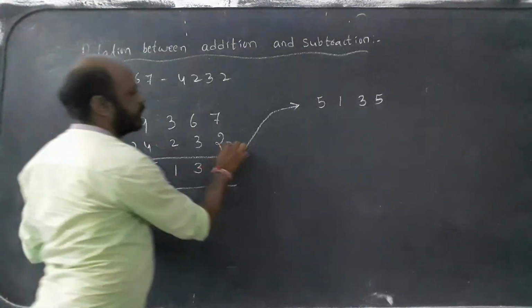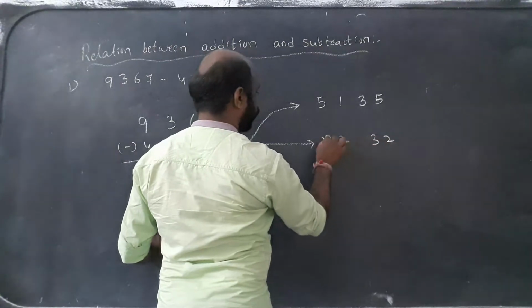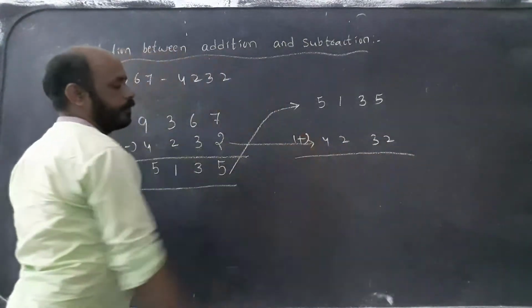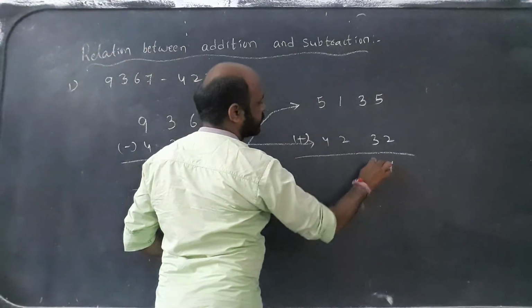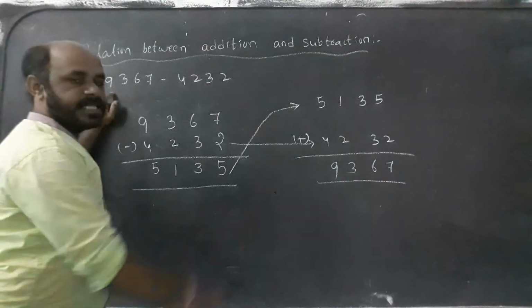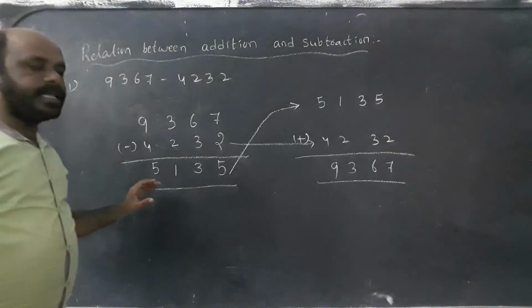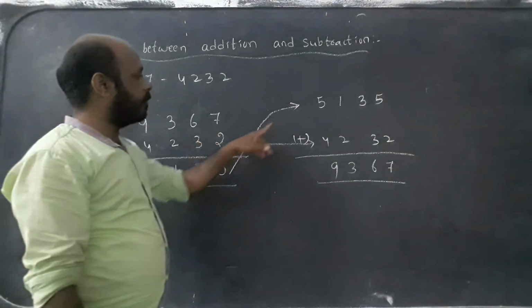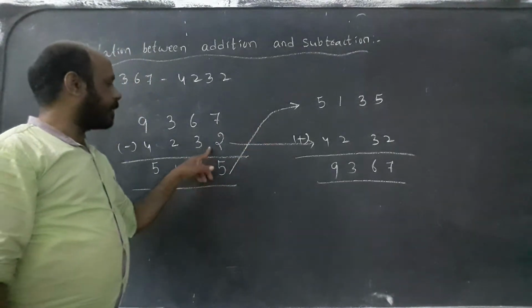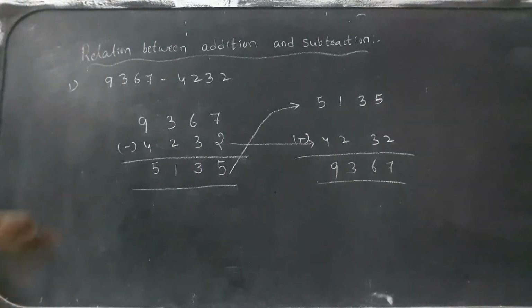Then whatever we subtracted, we write in the same place: 2, 3, 2, 4. Then we add both, and we will get 7, 6, 3, 9. See, the first number we got. Means what? Whenever we do the subtraction of two numbers, we get the difference. From the difference and the subtracted number, if we add, we get the same number we subtracted from before. This is the relationship between addition and subtraction.